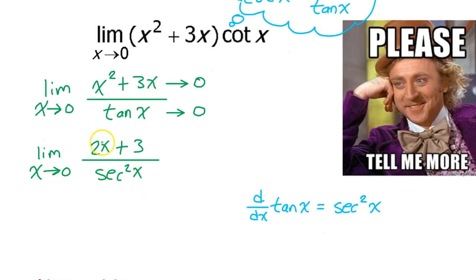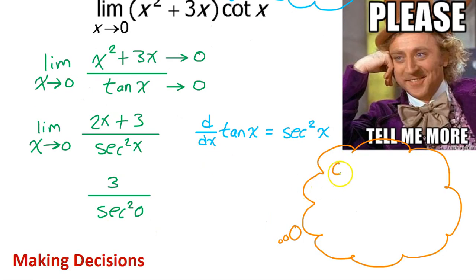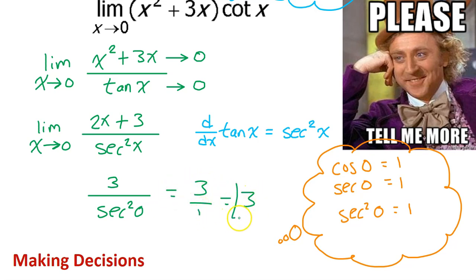Plugging in 0 for x, this term is gone, so we have 3 in the numerator. So what is the value of secant squared 0? Our thought process is that the cosine of 0 is equal to 1. Secant is the reciprocal of cosine, and the reciprocal of 1 is still 1. Secant squared will just be 1 squared, which is still 1. So that's why this is 3 over 1, which is simply 3.